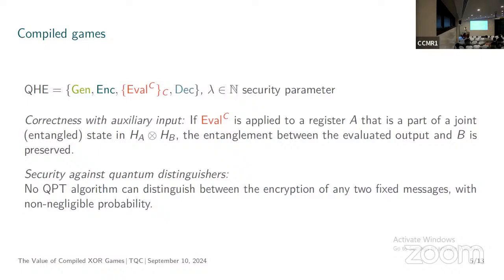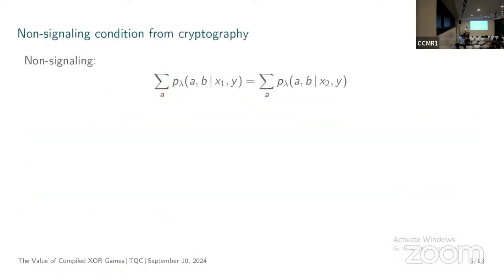Okay, and from the second part, we actually get some correlation or probability distribution. And from the QHE scheme, we actually get some non-signaling condition for this probability distribution. And maybe to remind you, what does non-signaling mean for a probability distribution? It's really that if I sum over A, then this should be independent of the question of Alice.